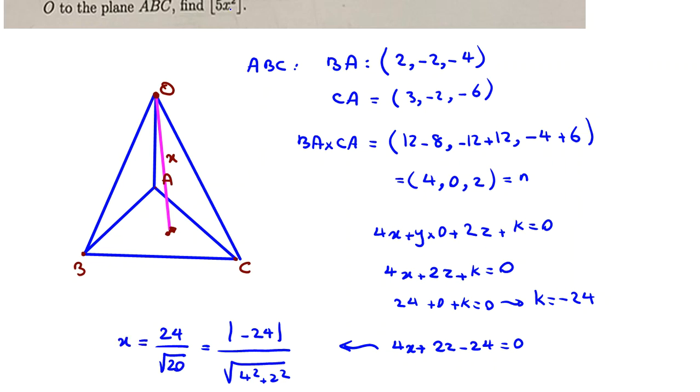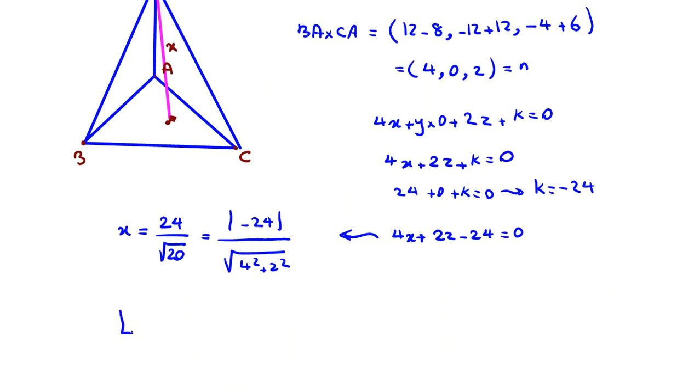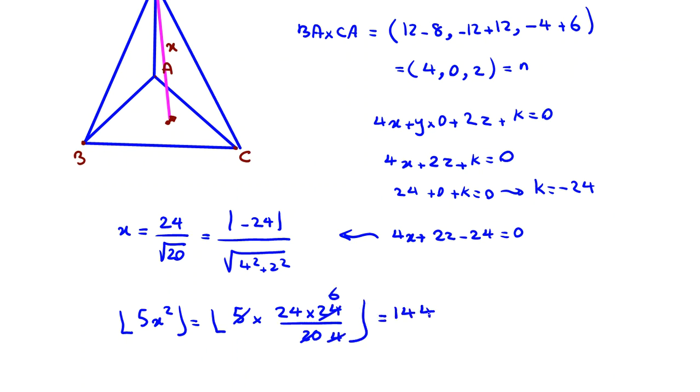The problem says: find the floor of 5x squared. So the floor of 5x squared will be 5 times 24 times 24, all over 20. If we divide, it will be 4 times 6, and 6 times 24 is 144. So the answer equals 144.